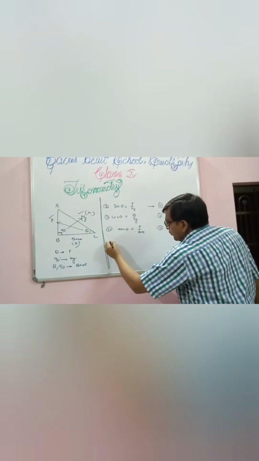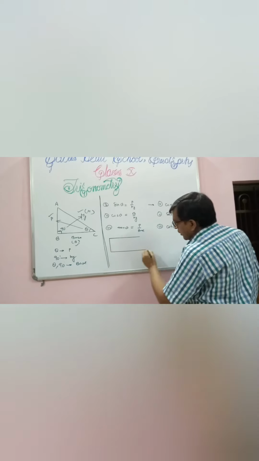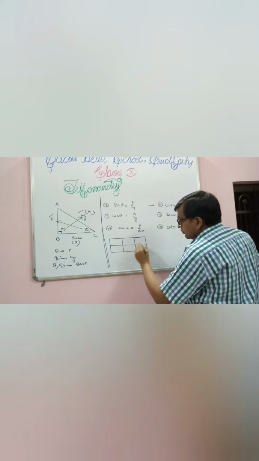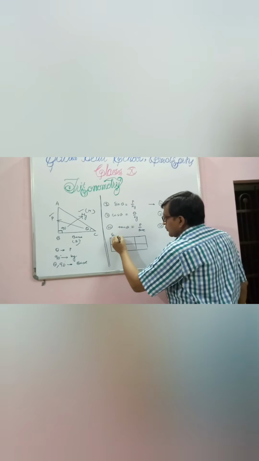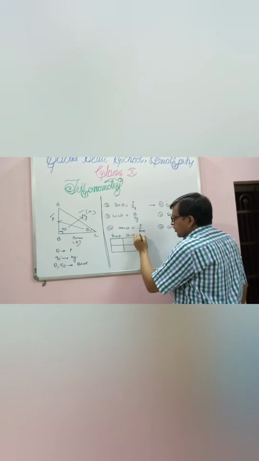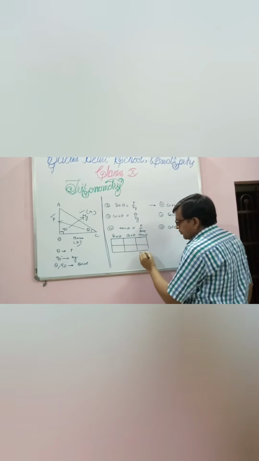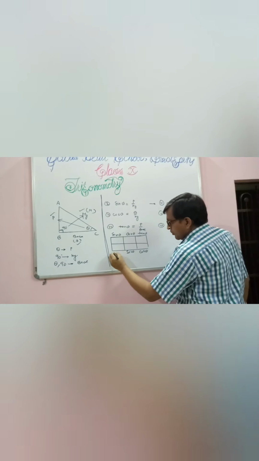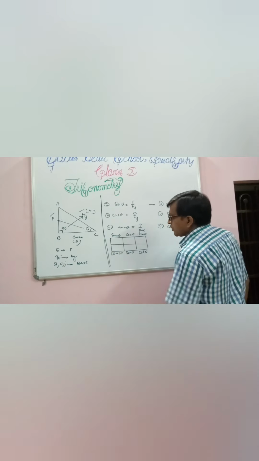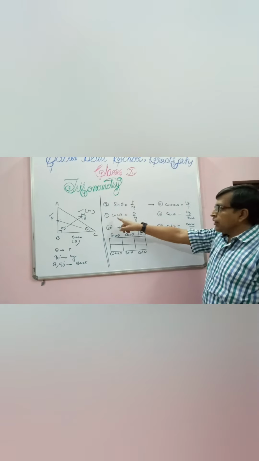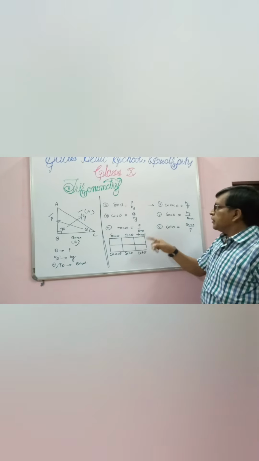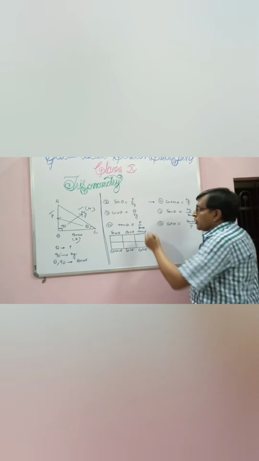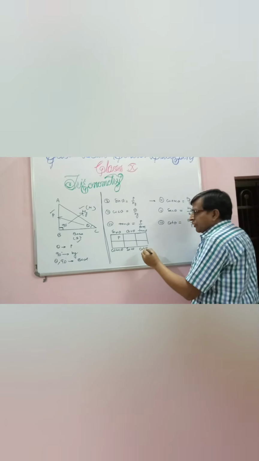Now we write the short form of this. We make a table. First write sin theta, cos theta, tan theta, and then cosec theta, sec theta, cot theta. We write it this way.